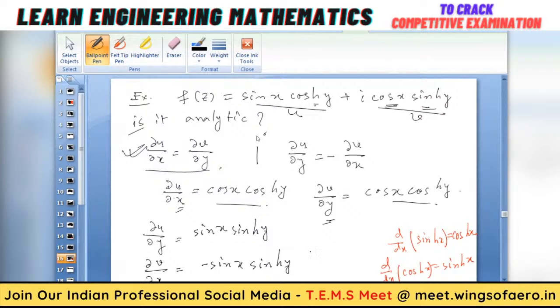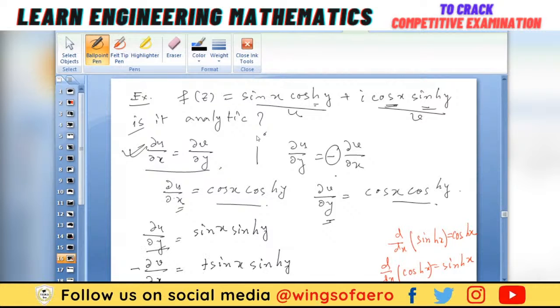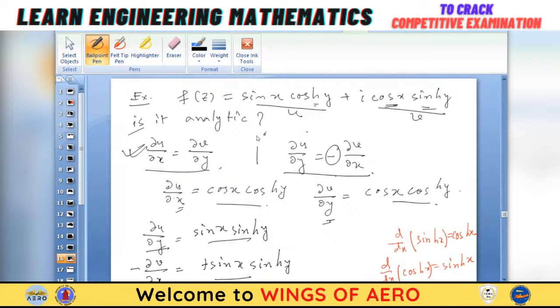Sin hyperbolic y. And look at this, minus del v by del x. If I put a minus sign here, it becomes plus. So del u by del y is equal to minus del v by del x. Yes, these are the same. So this equation, these and these are also the same. So it is analytic. Yes.